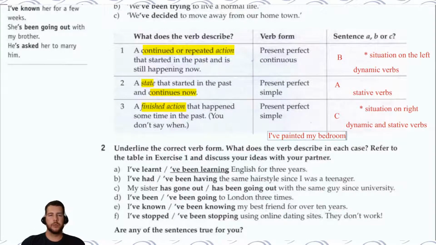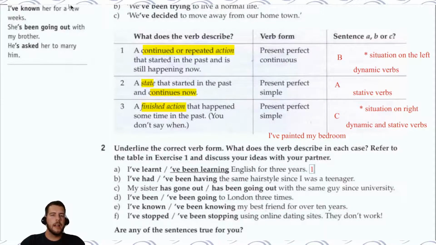Okay, so let's check. For A, I've been learning English for 3 years. This would be number 1. This is a continued and repeated action that started in the past, and in this case, it is true in the present. So I've been learning it, repetitive. It repeats itself.